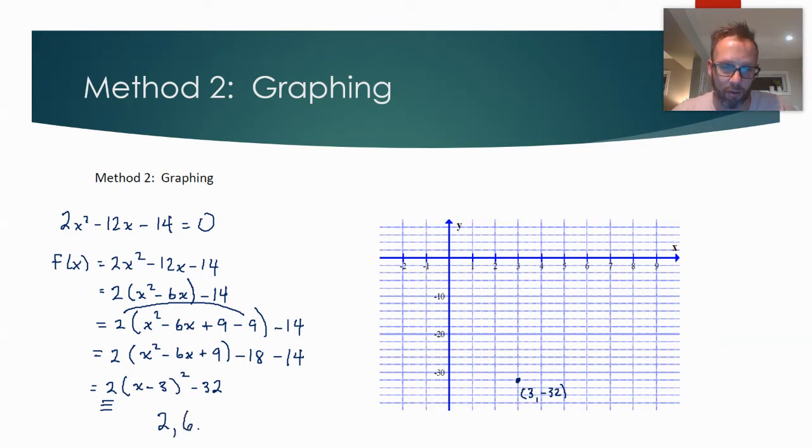So 2, 6, 10. Now that's not going to be enough to get us to the x-intercepts. We need to go one more. So if you keep the pattern, adding 4, 14, and that should be enough. So over 1, up 2.